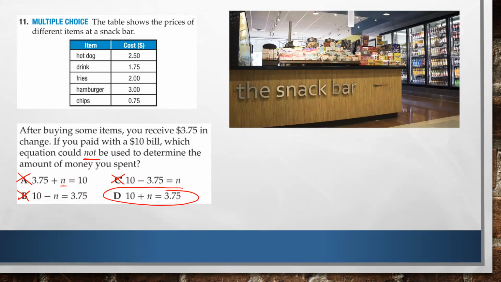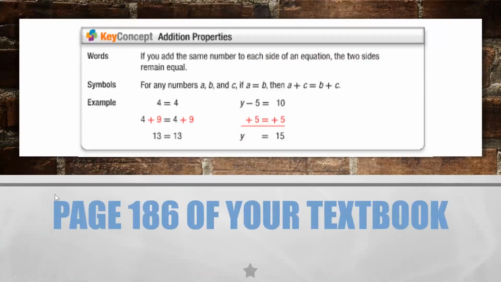All right, so now the next section is about equations. There are a couple of properties that are discussed. This one is on page 186 of your textbook, and it talks about the addition property. It says here, if you add the same number to each side of an equation, the two sides remain equal. So remember, when you're dealing with equations, you can add, subtract, multiply, and divide, but you have to do it to both sides of your equation. You have to keep it balanced. So I'll give you an example here.